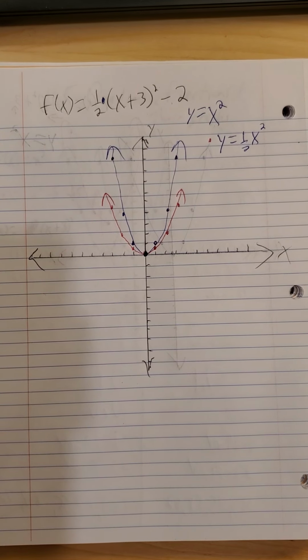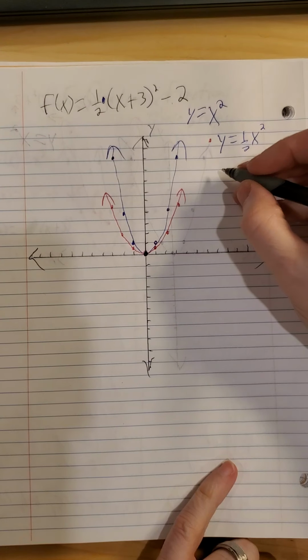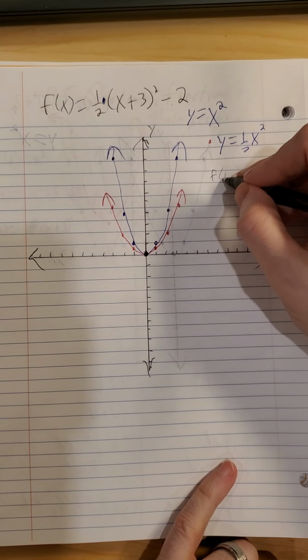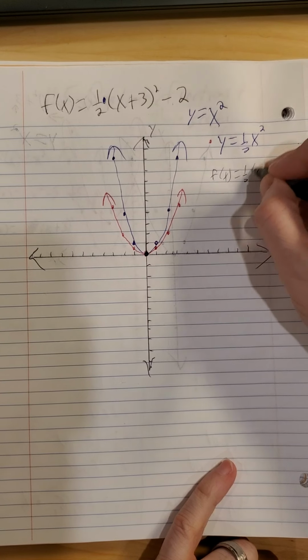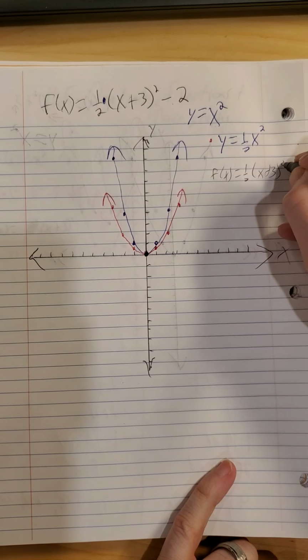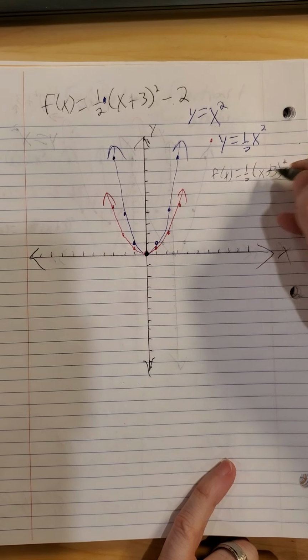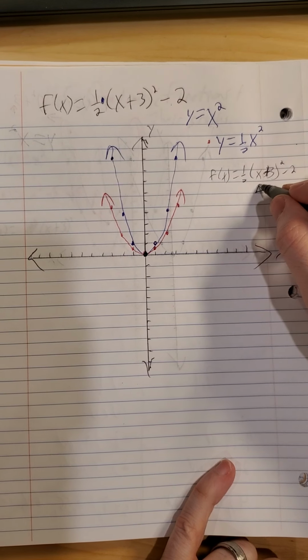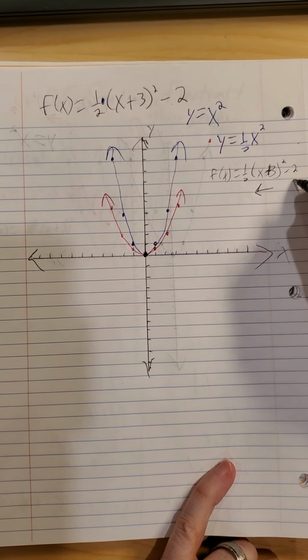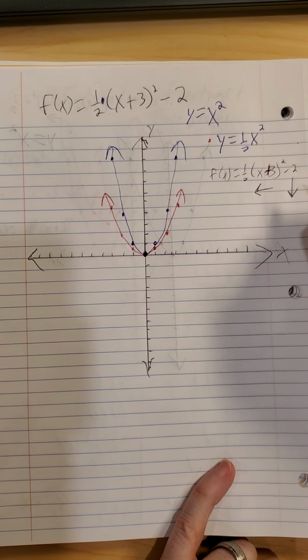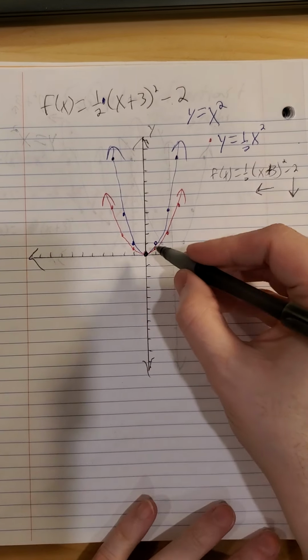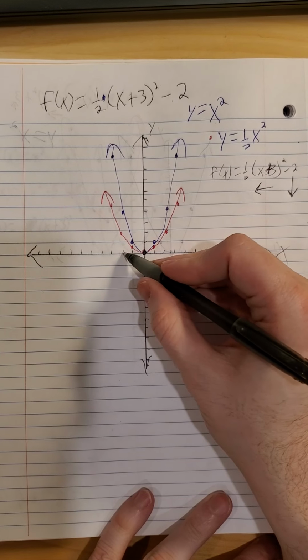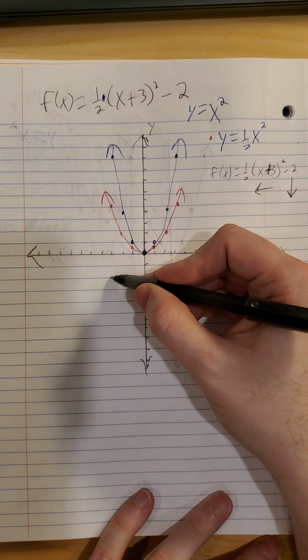After that, the shifting works the same way the shifting has always worked. So f of x, half of (x plus 3) quantity squared minus 2. So plus 3 inside. Inside, remember, works backwards. So the red points are moving left 3. Minus 2 outside. Red points move down 2. So left 1, 2, 3, and down 1, 2.